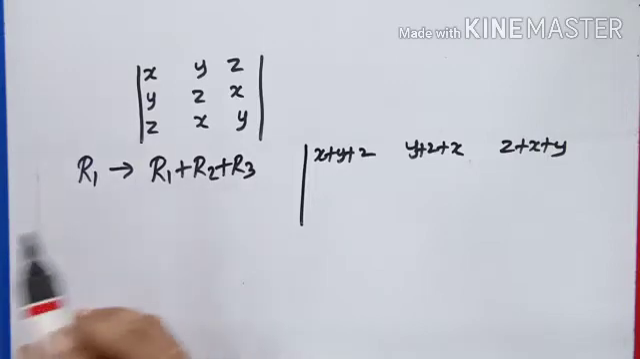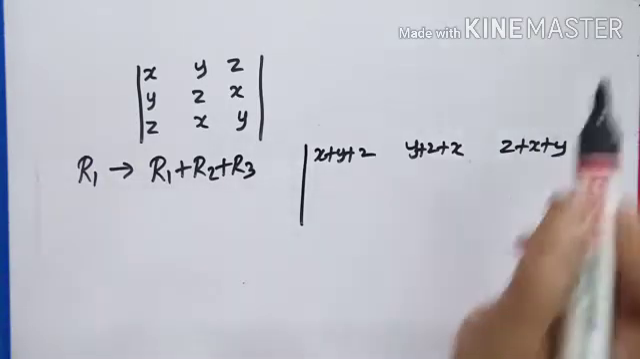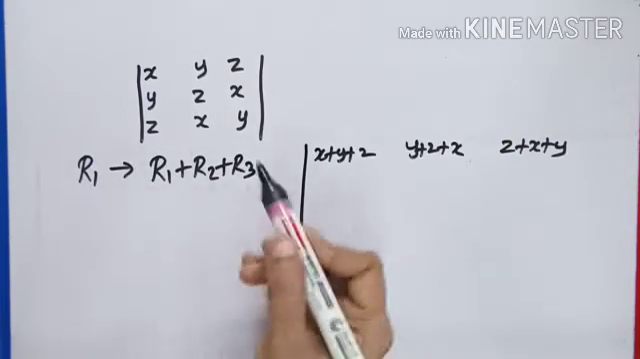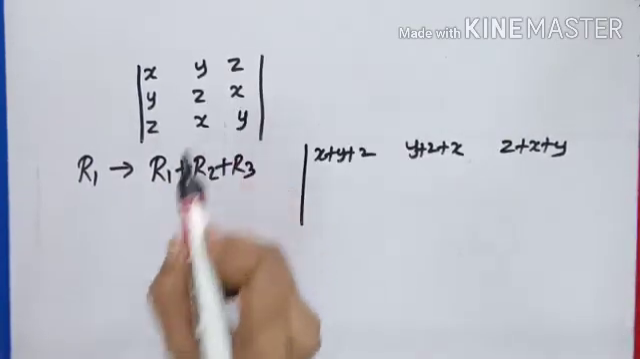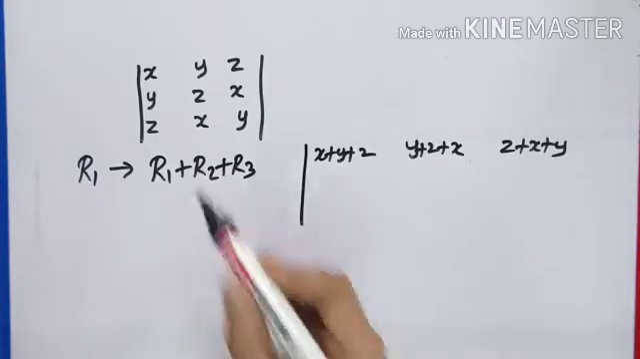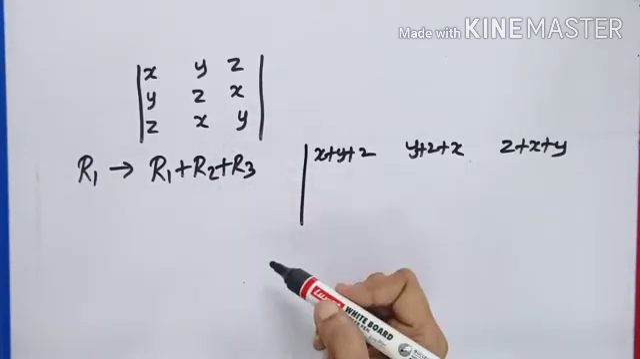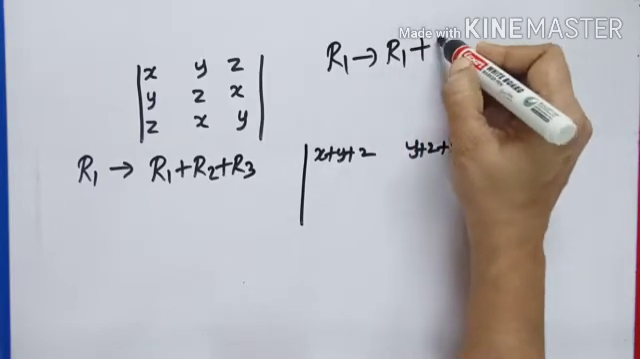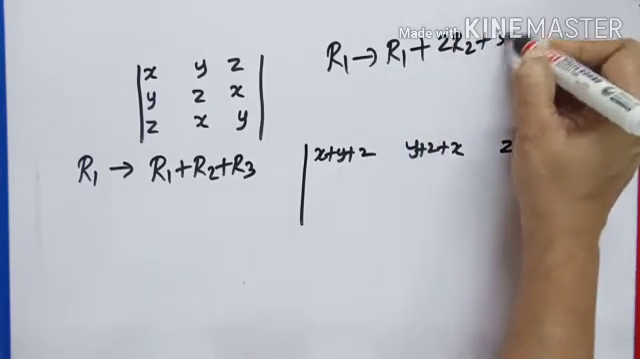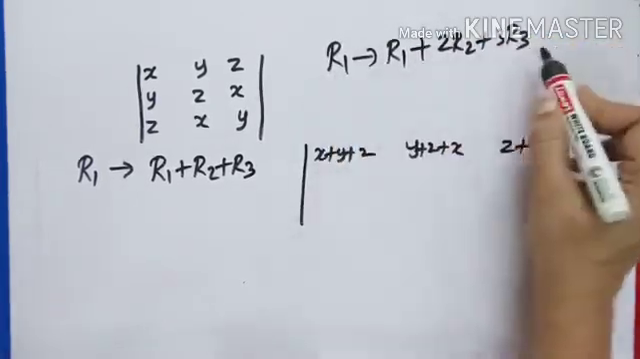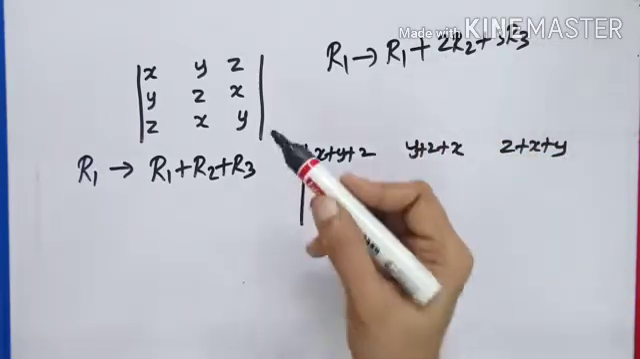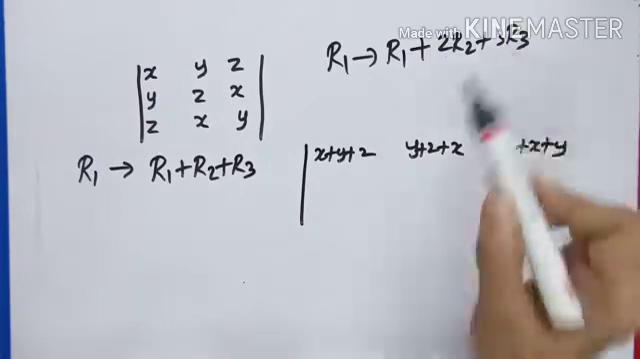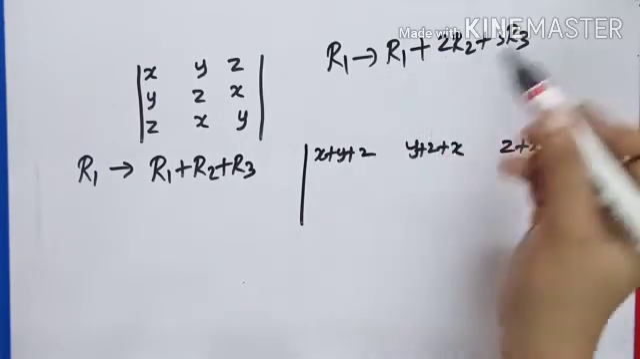I cannot say R1 becomes R2 plus R3. I should write to R1, I can add another row or I can subtract another row. Whatever is needed, I can do. We can also write R1 becomes R1 plus 2 times R2, 3 times R3. So these are another way of easing our answer. So when I add like this, my answer becomes simple. I can very well do it.